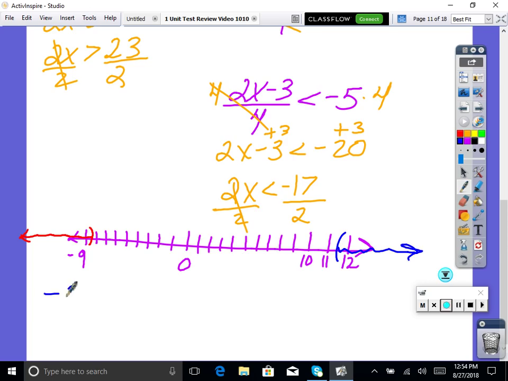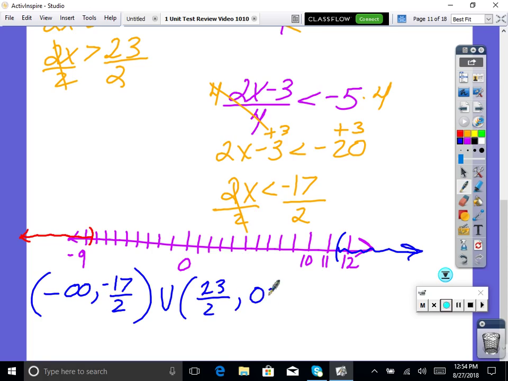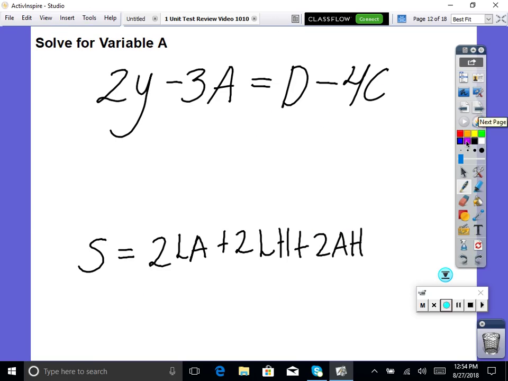So in interval notation, we'd say negative infinity up to negative 17 halves, not including, union, then 11.5, or we would call it 23 over 2 to infinity. So hopefully that's not going to throw you off just because you get decimals.